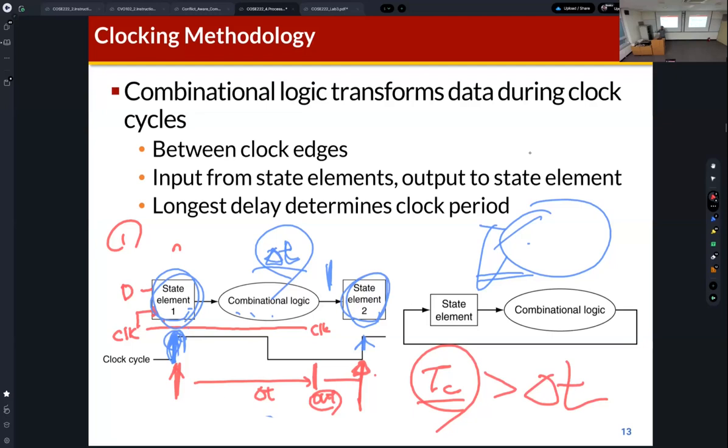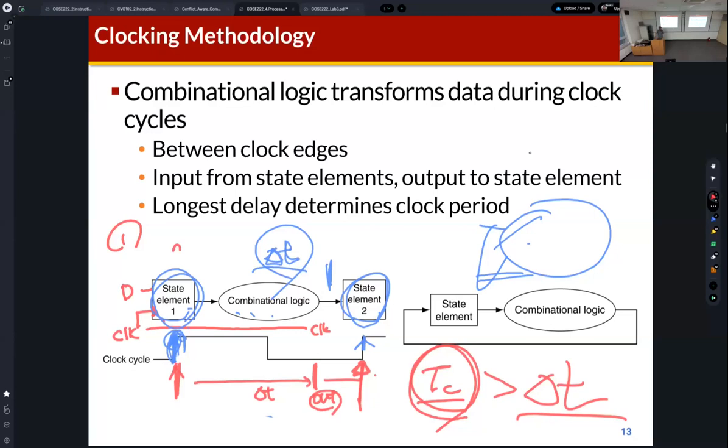It's obvious, right? Because after the output is generated by the combinational logic, this output data needs to be sampled by the next rising edge of the clock. It means that the clock period needs to be larger than delta T. So which means the delay of combinational logic determines the clock period. You understand?